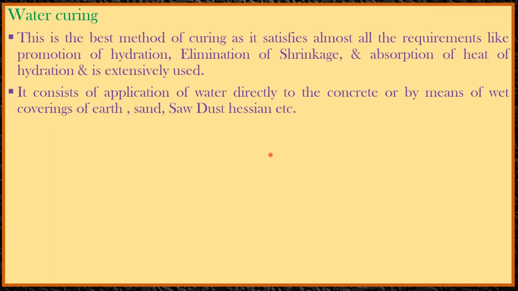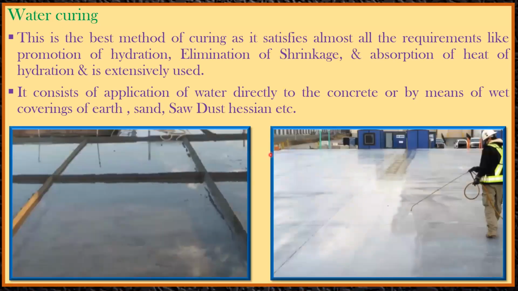Hello learners, in this lecture we will see what is water curing and also try to see what the types of water curing are. This is the best method of curing as it satisfies almost all the requirements like the promotion of hydration, the elimination of shrinkage, and the absorption of the heat of hydration, and it is most extensively used. It consists of application of water directly on the surface of the concrete or by means of wet covering like sand, sawdust, and hessian. Hessian is a kind of cloth, etc. We'll try to see that. So these are the different ways of water curing.